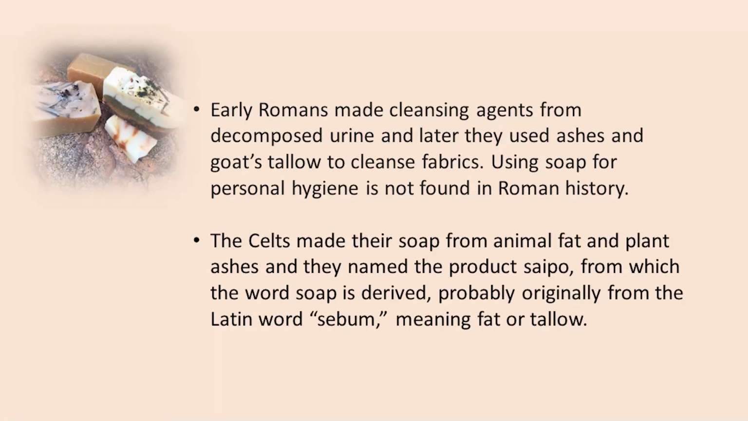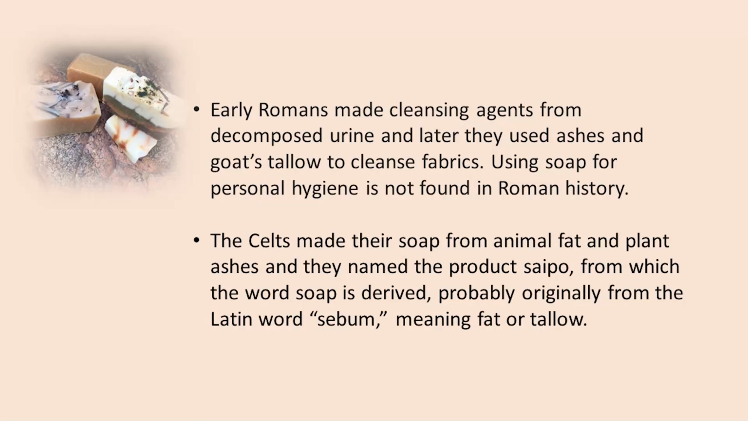The early Romans made cleansing agents from decomposed urine. Later they used ashes and goat's tallow. Tallow is the fat of the goat, to cleanse fabrics. Using soap for personal hygiene is not found in Roman history. The Celts made their soap from animal fat and plant ashes, and they named their product sapo, from which the word soap is derived, probably originally from the Latin word sebum. Sebum is the excretion of oils on your skin and in your scalp, which means fat or tallow.